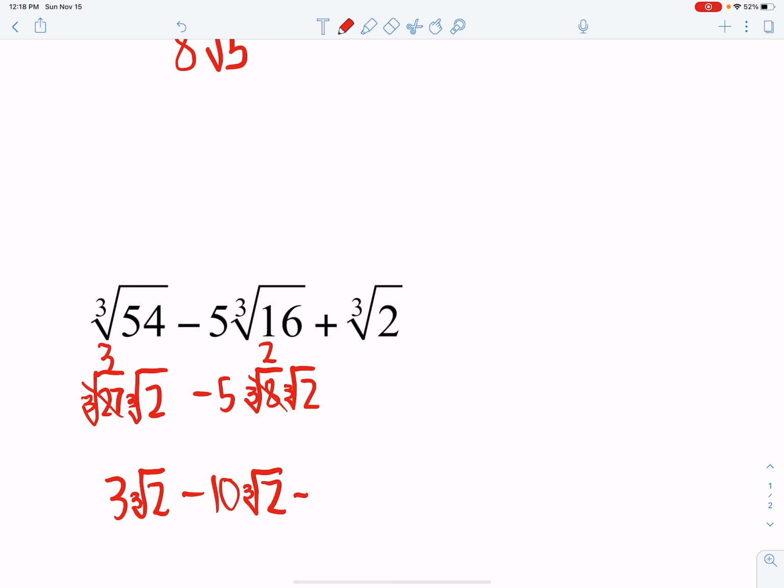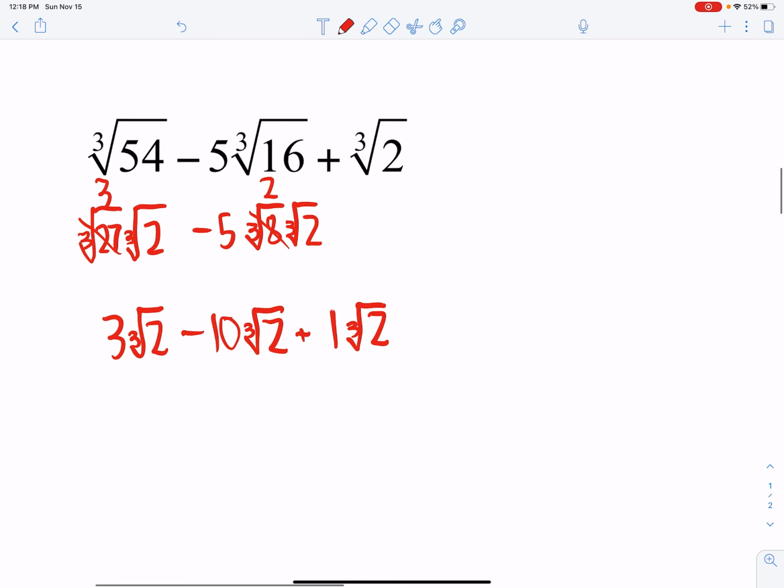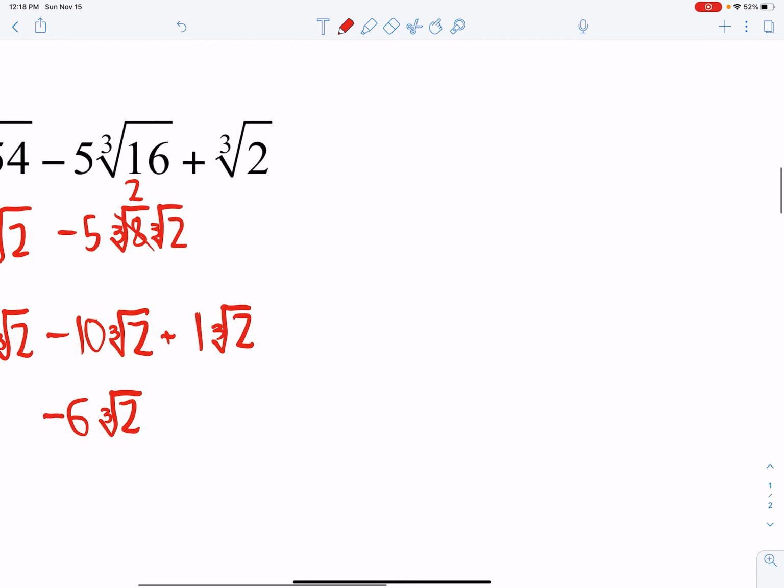The last one, there's nothing you can do with it. It's just 1 cube root of 2. So to finish the problem, these are all 3 like terms. We do 3 minus 10 plus 1 would be negative 6. So negative 6 cube root of 2 is the answer for that one. Let's take a look at another one.